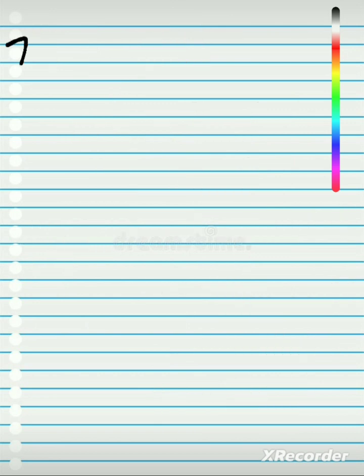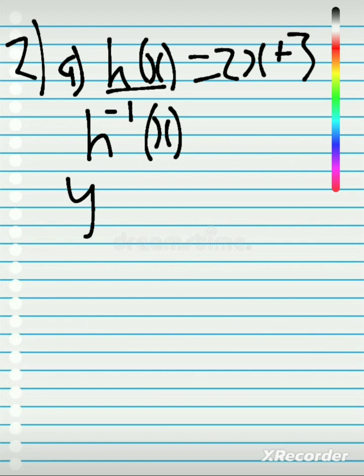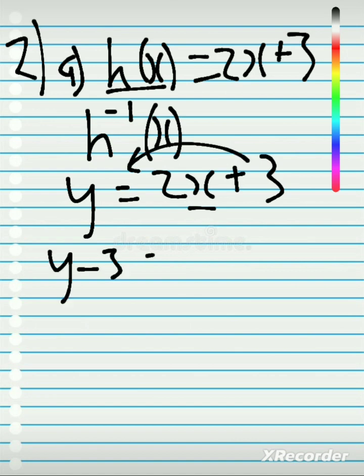Going to question 2. A, they have given us h(x) as 2x plus 3. So they want h inverse of x. Okay, so the procedure is simple. Where there's h(x), you put y equals 2x plus 3. You make x the subject. So you can take 3 this side, it becomes y minus 3 equals 2x. You can divide by 2 both sides.